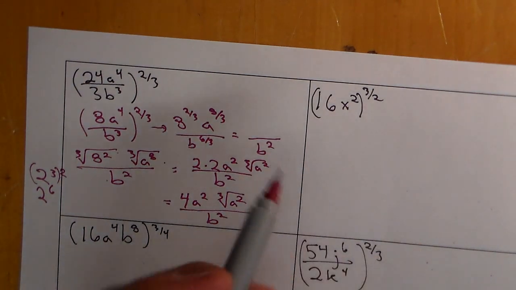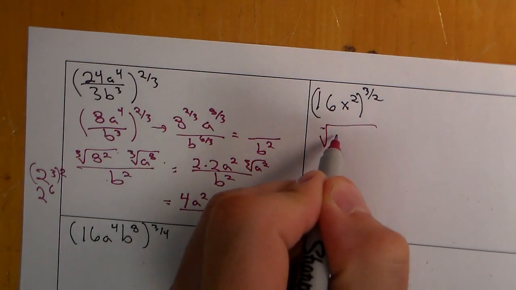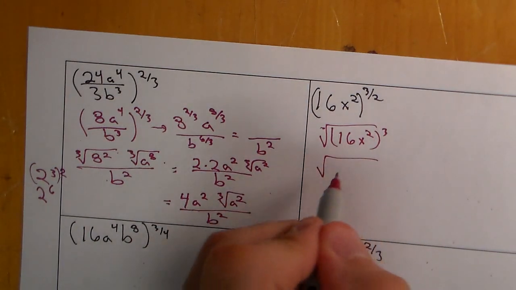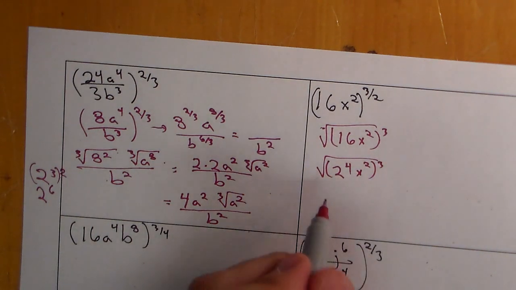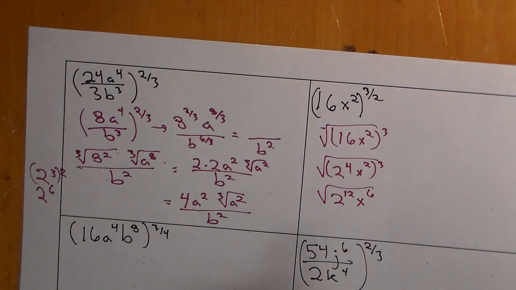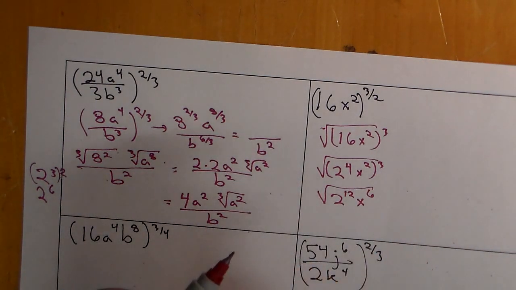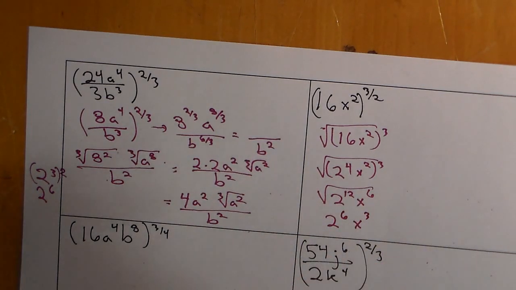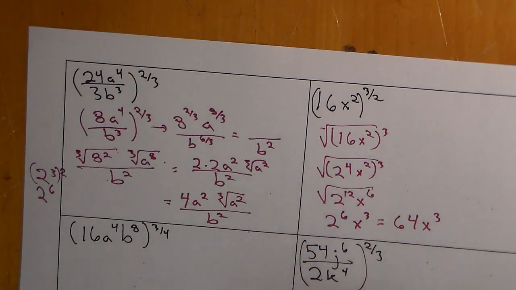Okay, 16x squared to the 3/2 power. That's going to be the square root of 16x squared to the 3rd. Now, 16 is 2 to the 4th, so I'm going to change that first, which then makes it 2 to the 12th, x to the 6th. So now within the square root, I have 2 to the 12th gives me 6 sets of 2, so 2 to the 6th comes out, x to the 3rd comes out, and then when we multiply that, we get 64 x to the 3rd.